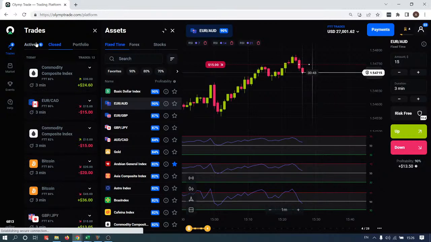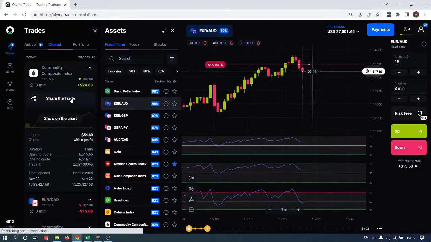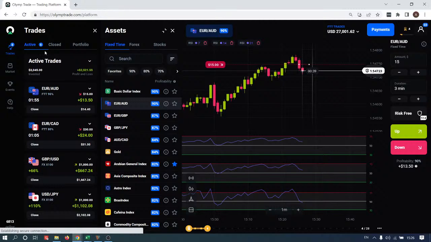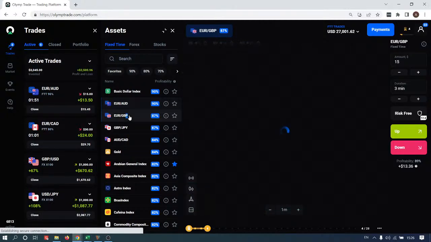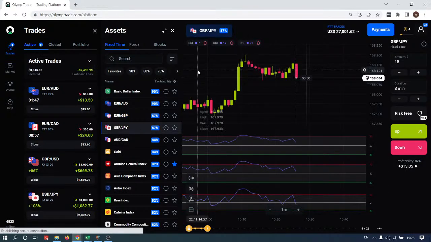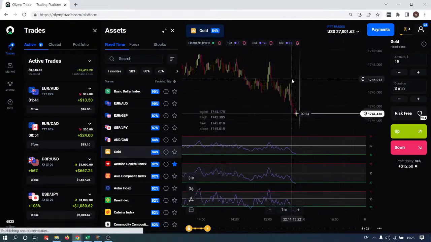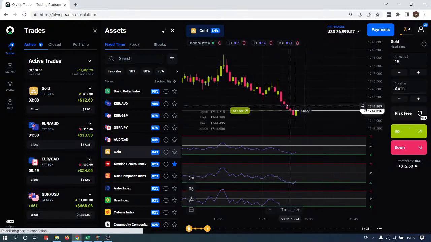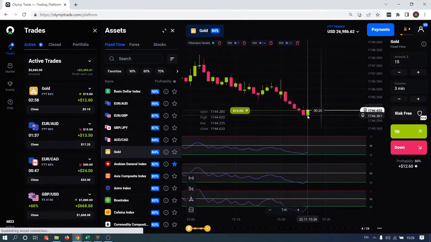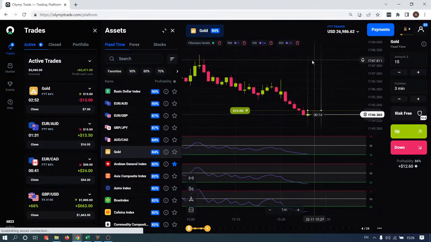All right. So commodity composite index closes with a profit. Gold. Okay, so yeah, the next signal comes from gold. So we are oversold on all three of the RSIs that belong in this strategy.